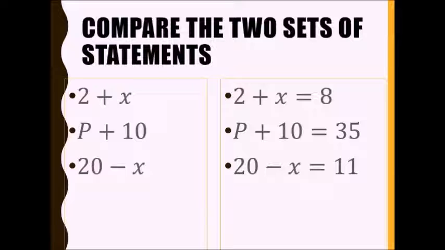Okay. So if you chose the set on the right as equations, then you are correct. So itong mga ito, these are equations. Bakit? Kasi po, from the word itself, equation, meron siyang equal sign. Okay? So, ito namang mga walang equal sign, these are what we call expressions. Okay? So, we have 2 plus x, p plus 10, 20 minus x.